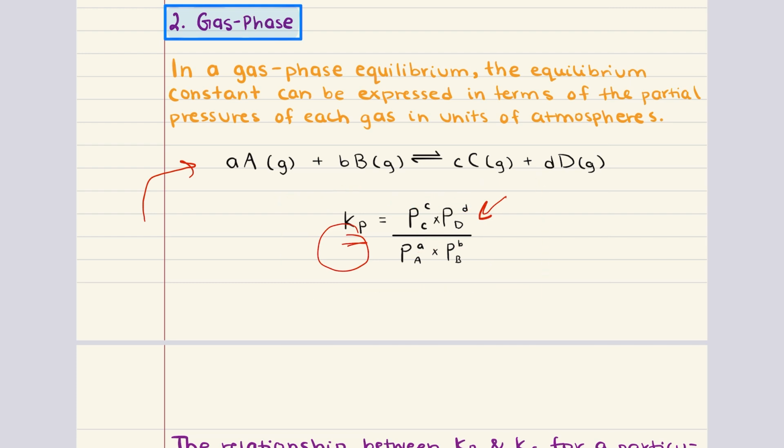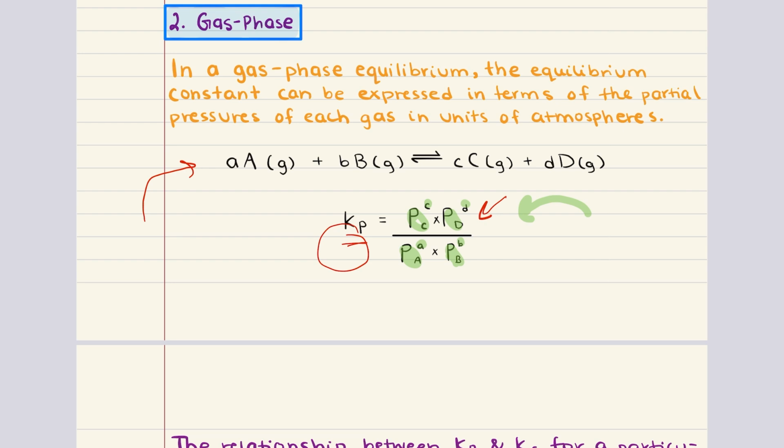Now, in this equation, PA, PB, PC, and PD represent the partial pressures of the gases A, B, C, and D. And the coefficients in lowercase letters a, b, c, and d reflect the number of moles of each species in the balanced chemical equation. This formula provides a straightforward way to quantify the equilibrium state of a gas phase reaction using pressure values.